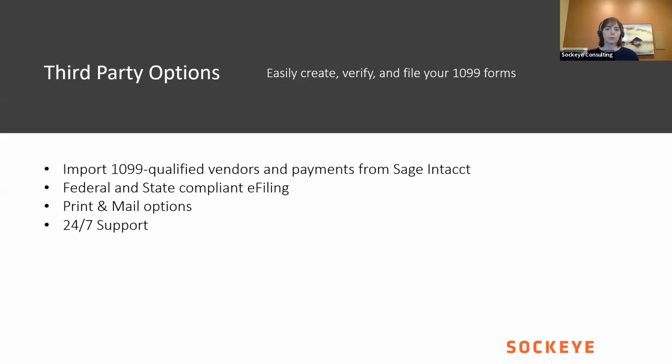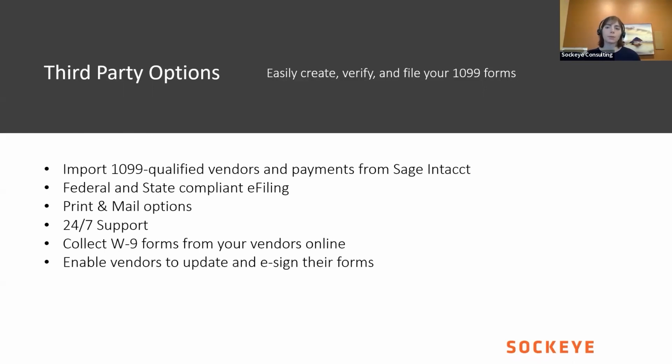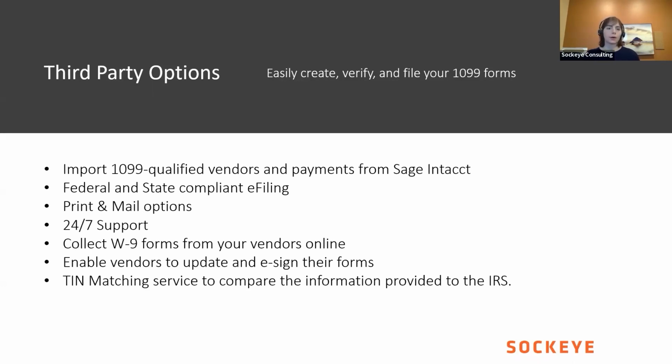Most of them provide 24/7 support. You can collect W-9 forms from your vendors online, as well as enable vendors to update and e-sign their forms. And then also provide a TIN matching service to compare the information provided to the IRS. And there are definitely a number of third parties out there. And if you're interested in this option, please let us know and we can get you set up with some demos and more information on what third parties might be the best fit for you and your team.